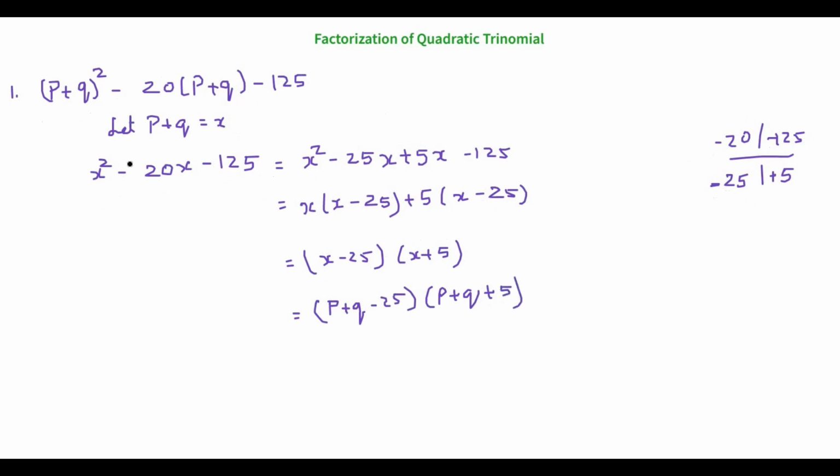Is it easy? Only 2 steps are different, the first step and the last step. Otherwise, all the remaining steps are the same. In the first step, we just put p plus q as x. And at the end, we again substitute x as p plus q. So we got our answer as p plus q minus 25 and p plus q plus 5. Isn't it very easy to do now?